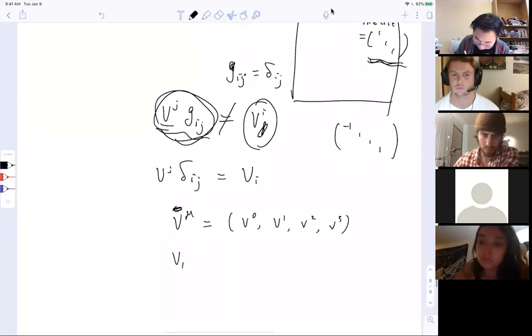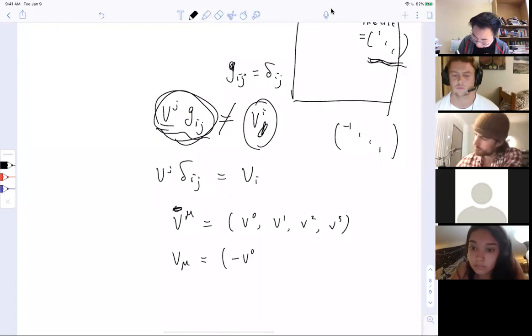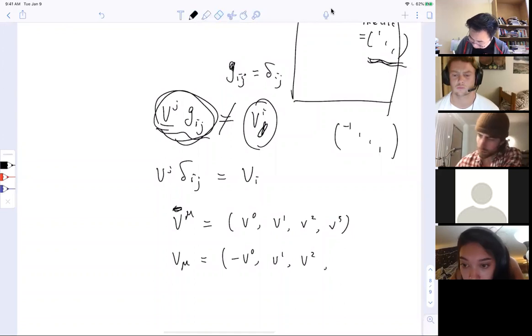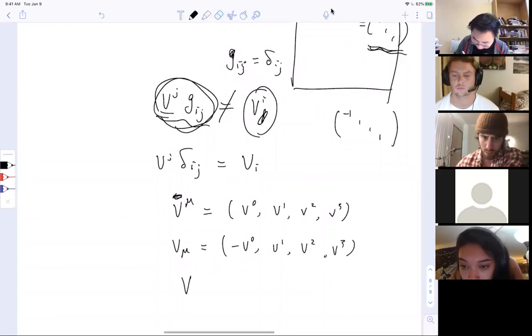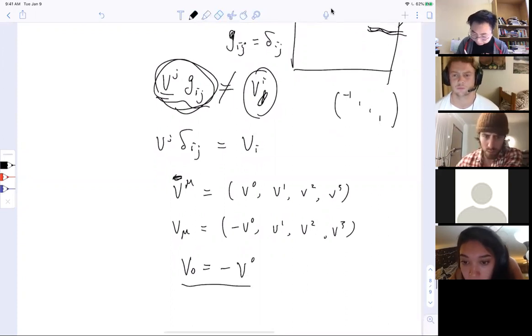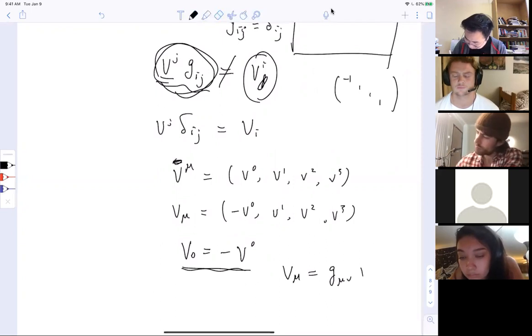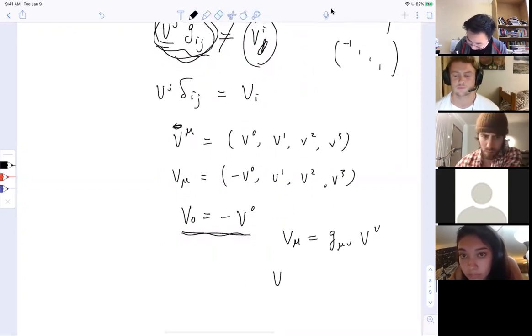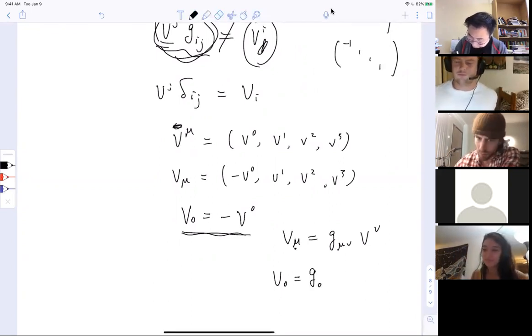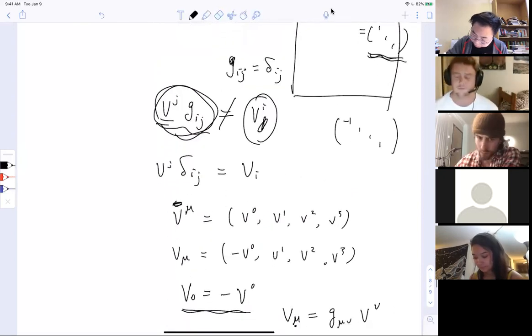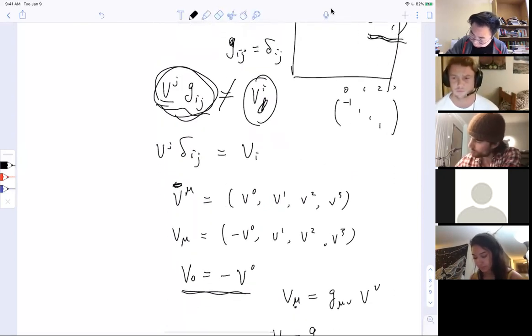Then you write down what is V_mu. This guy is -V^0, V^1, V^2, V^3, meaning that V_0 equals -V^0. In this case, they are different. This is because V_mu equals g_mu nu V^nu. By the way, this is 0, this is 1, this is 2, this is 3.